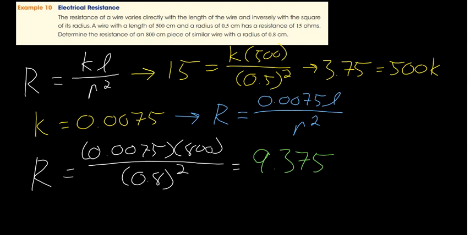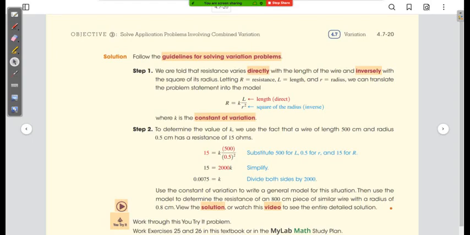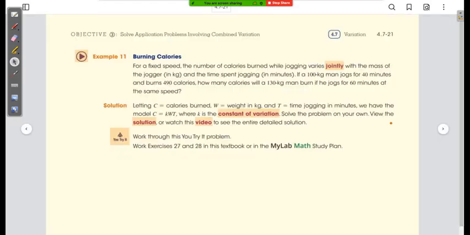All right, good. So that's how we did this problem, and that is the combination of varying directly. We vary directly with the length, and inversely with the radius. So again, in each of these problems, you're going to be told exactly what you have to do. You just have to execute it.